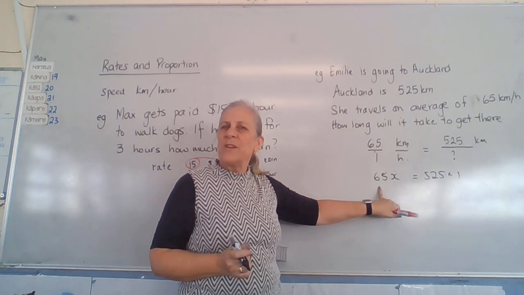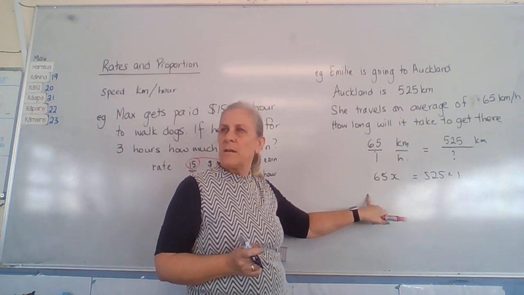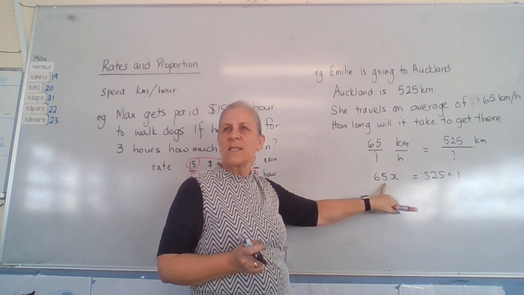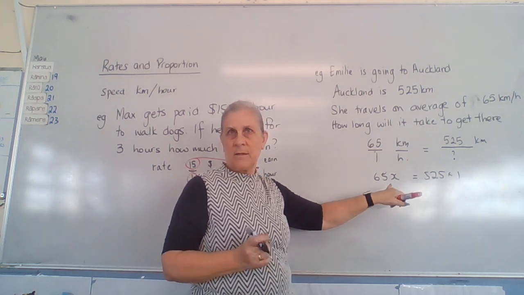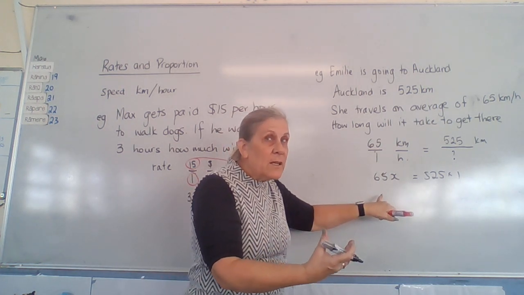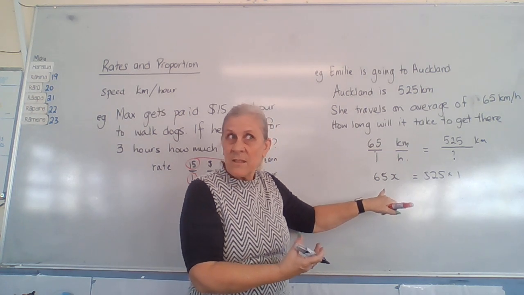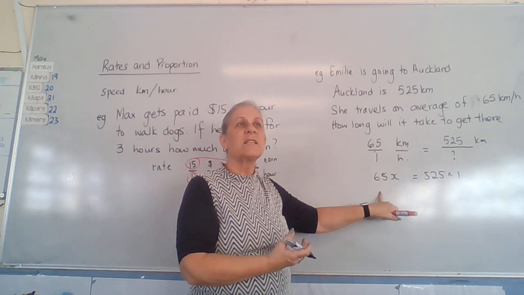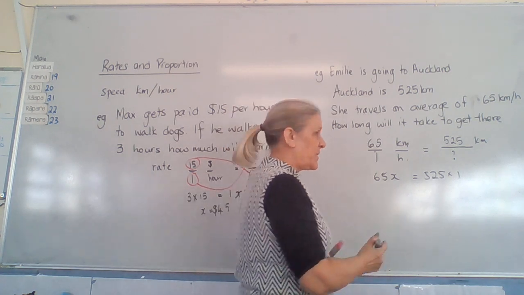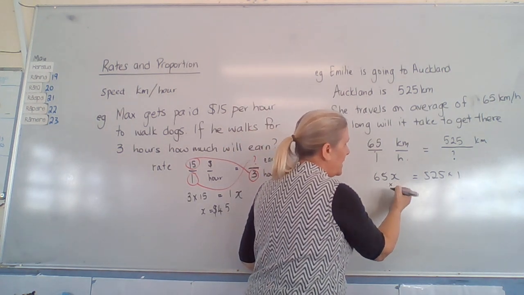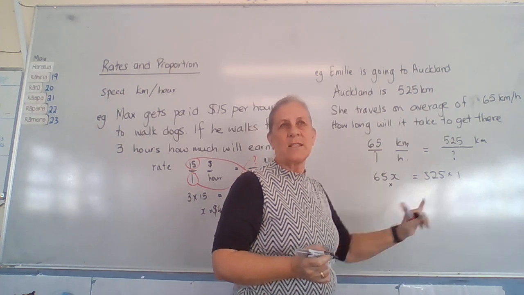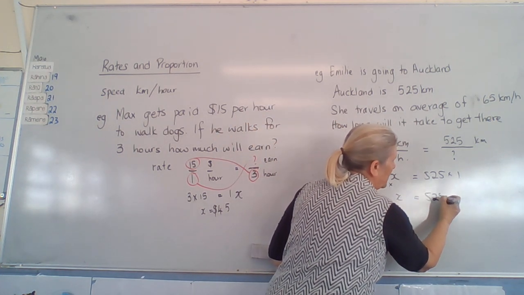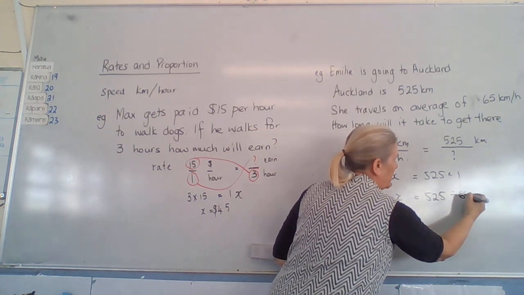What do I do to get rid of the 65 here? If it's 65, what operation is happening here? It's 65x plus, minus 60. Is that 65 minus x? It's 65 times, right? So if it's times here, what will it be when we do it over the other side? Divide, good. So we want to go 525 divided by 65.